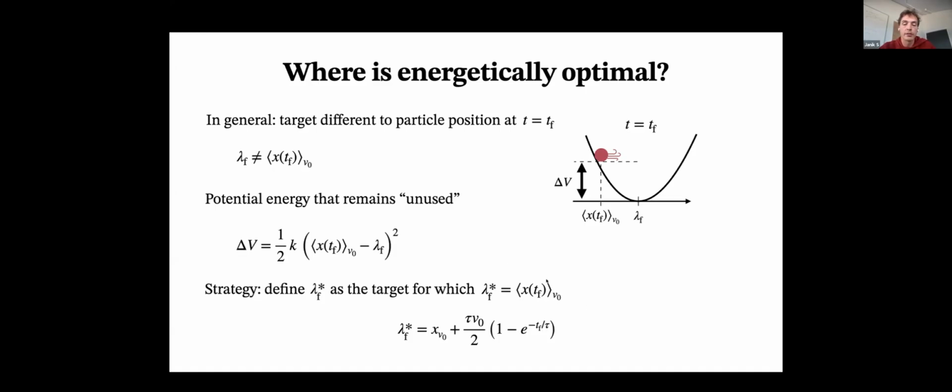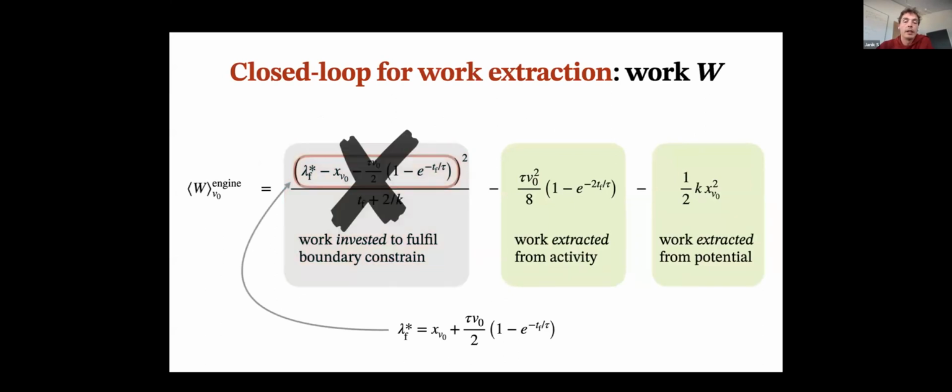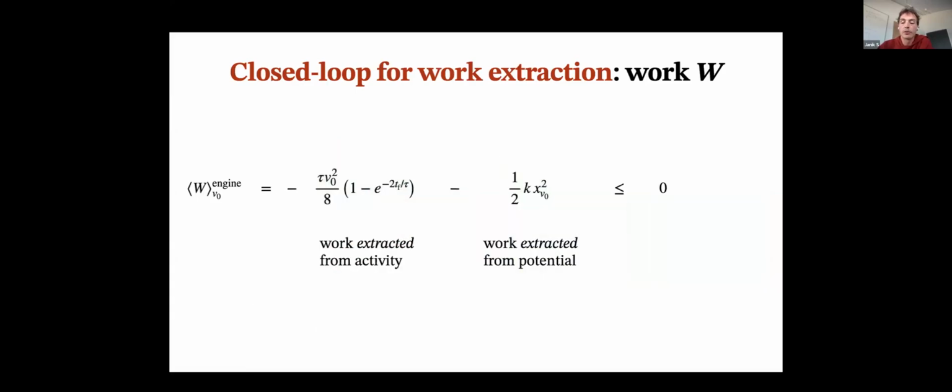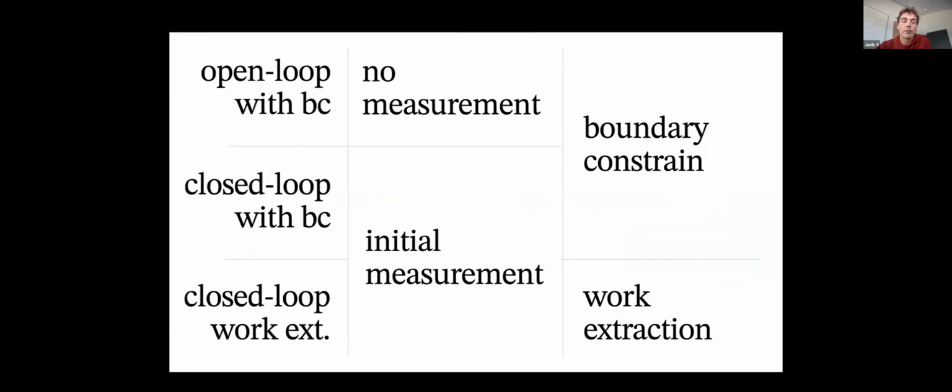And if we solve this equation here, where the right side also depends on lambda f, we find the following expression here, which if we plug it into the expression for the work, we find that this first term here, the investment term, now becomes fully 0. There's no investment term left anymore. And so this protocol always extracts work for any measurement, and obviously in this case also on average, which is kind of the summary slide we have here. So these are the 3 protocols I want to go over in this talk.